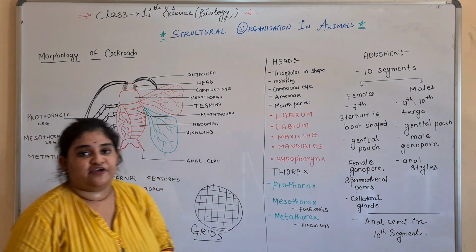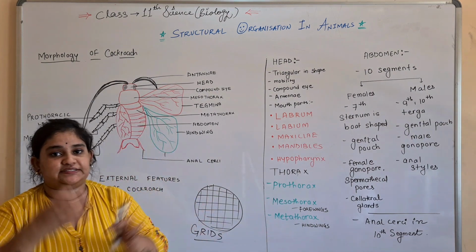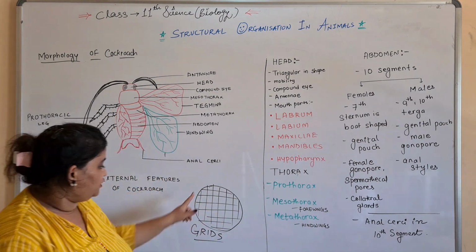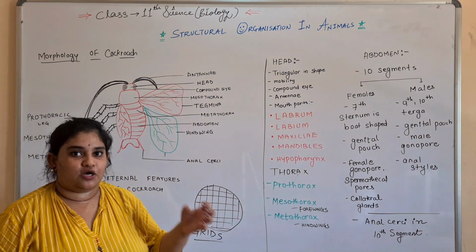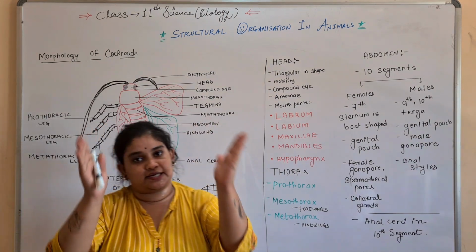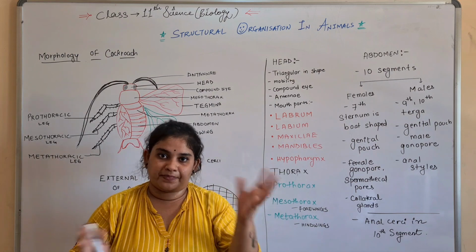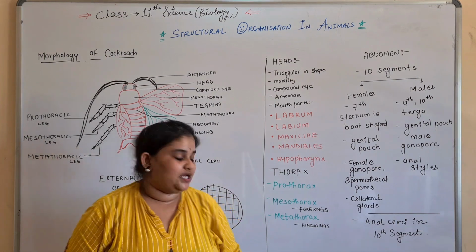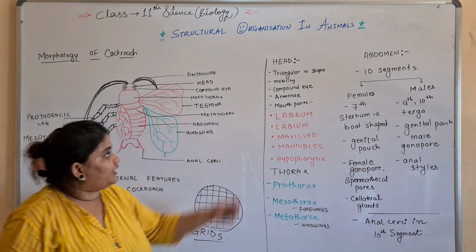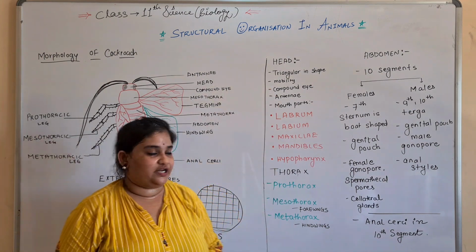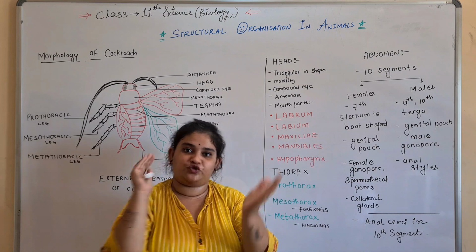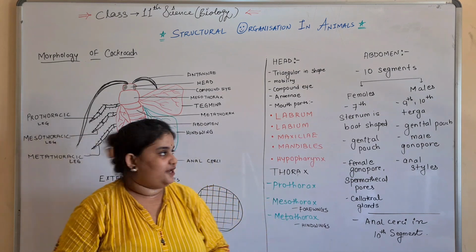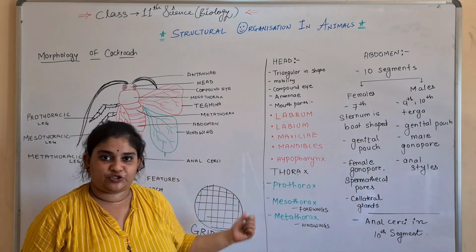Now, if a cockroach is observing something, it is divided into all these grids, and these grids are connected with the optic nerve, and this nerve makes a clear picture of a material or a thing, right? This is known as a compound eye. So here the head is triangular in shape. It has mobility, right? It can move from left to right and upwards as well. Now, it has a compound eye which we studied.